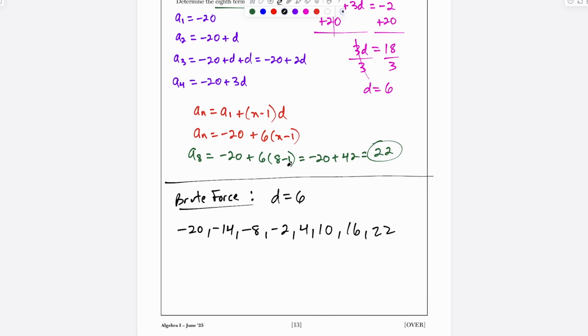This is much faster, but I just wanted you to see a technical approach to this question. Because if they said something like, hey, find the 800th term, you're not going to want to sit there and make a list of 800 numbers. That's where the algebra makes more sense. But for the 8th term, this would actually be a pretty reasonable way to do this question.